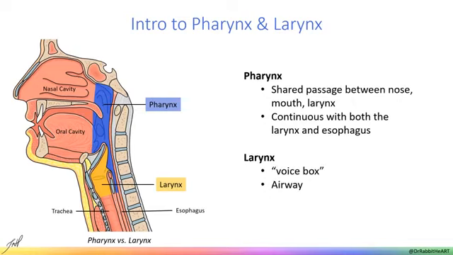The larynx is known as the voice box, but also functions as an airway. It is continuous with the trachea and should only conduct air. We will begin by talking about the pharynx.